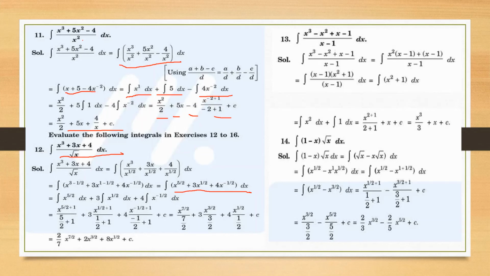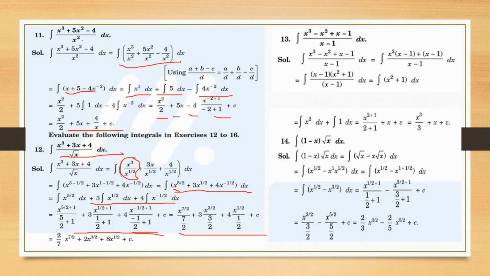Now x raised to power 5 by 2 after the power rule will be x raised to power 5 by 2 plus 1 upon 5 by 2 plus 1, and 3 x raised to power half plus 1 upon half plus 1, and plus 4 x raised to power minus half plus 1 upon minus half plus 1. So it becomes like this. Now arrange these denominators like 2 by 7 x raised to power 7 by 2 plus 2x raised to power 3 by 2 plus 8x raised to power half plus c.